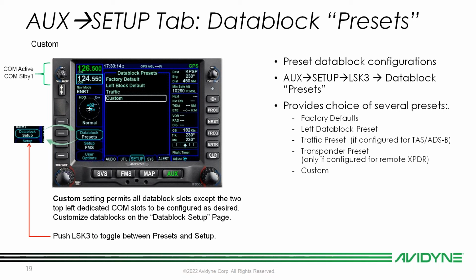Now, how do we get to our data block setup? Again, we select line select key number 3. That tells us our current page that we're on. So you can see in the bigger screen here that we have the data block presets page setup, but if I want to get into my data block setup page, I'll tap that line select key to get to my data block setup, and that toggles between presets and your setup.